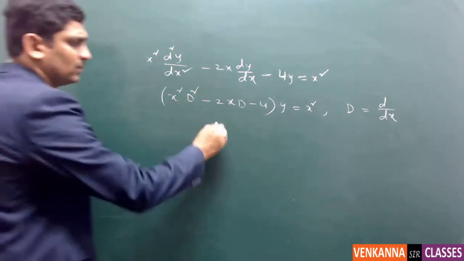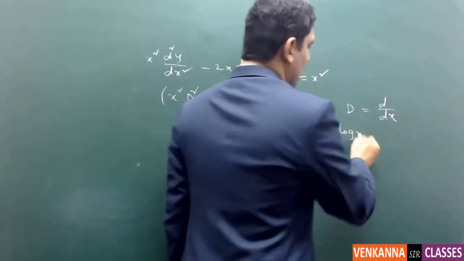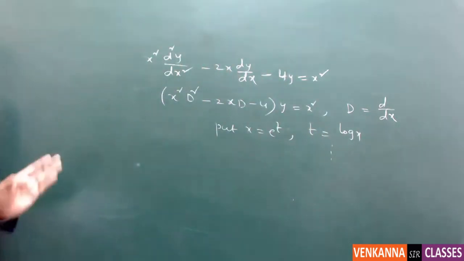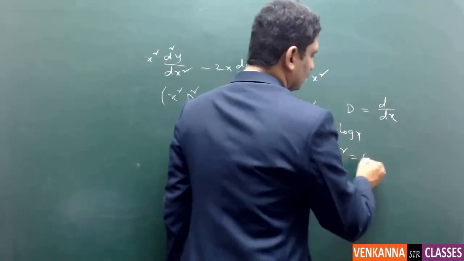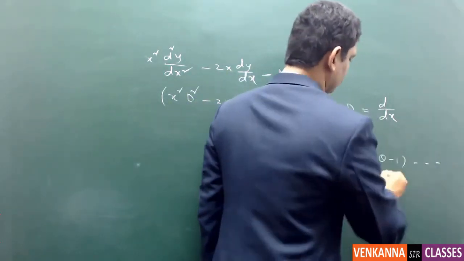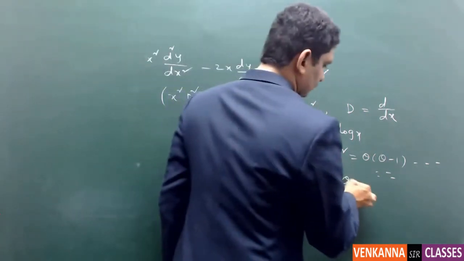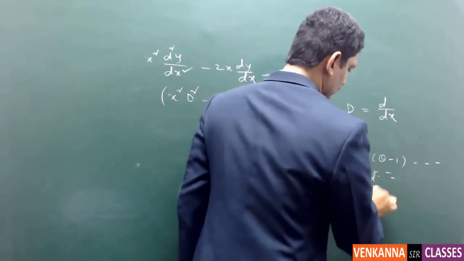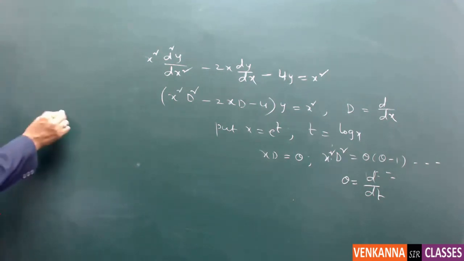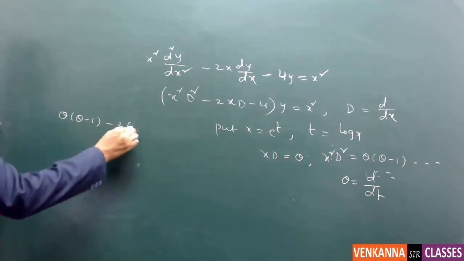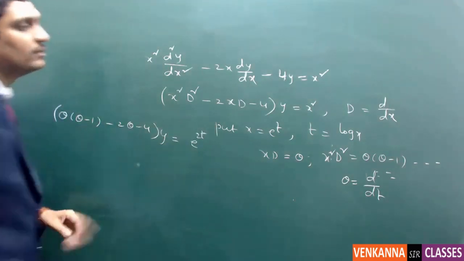Again, we mentioned that put x equal to e power t, or t is equal to log x, and the remaining follows. xd is equal to theta, x square d square equal to theta into theta minus 1, and so on, where theta is equal to d by dt. So substituting these values, theta into theta minus 1 minus 2 theta minus 4 of y is equal to e power 2t. Please check that.